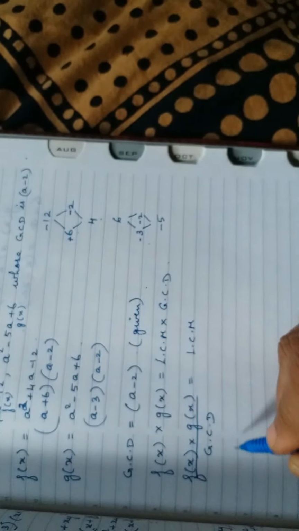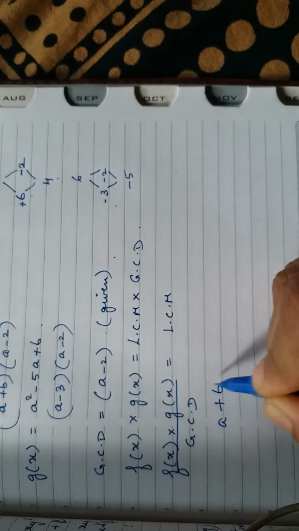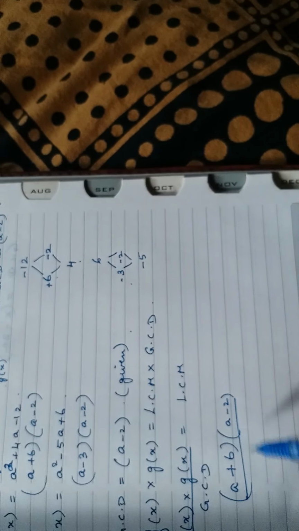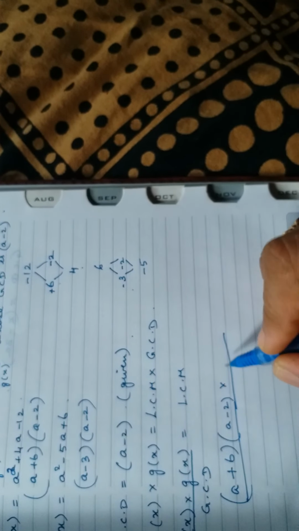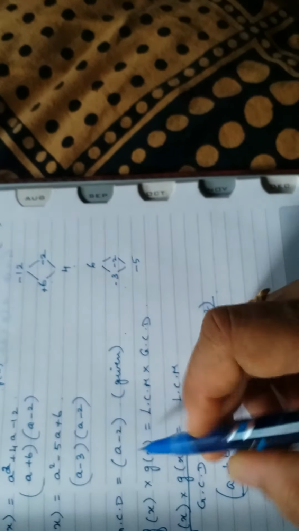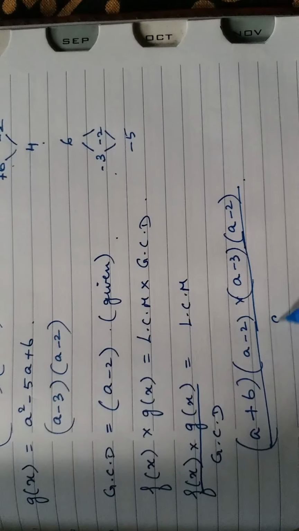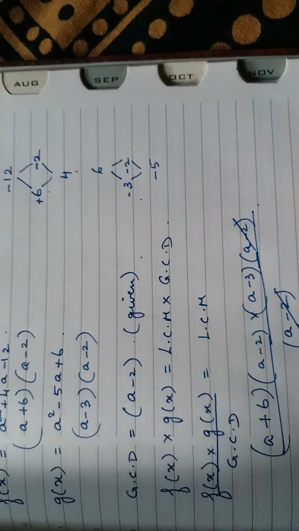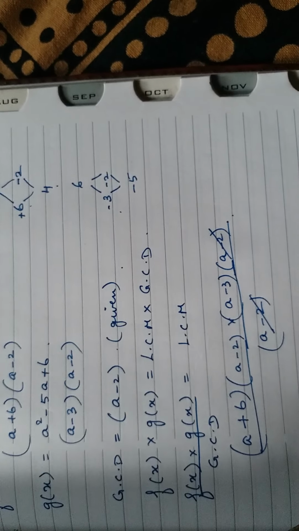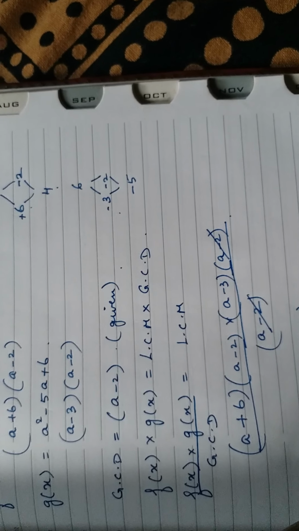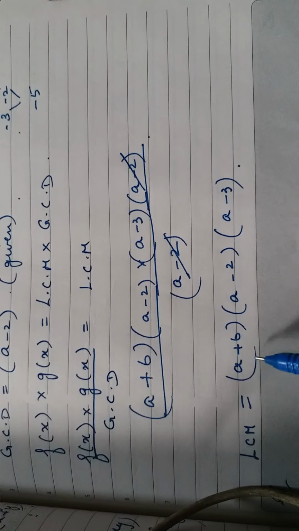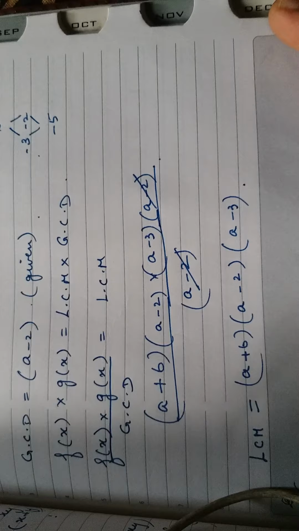Now your f of x is a plus 6 into a minus 2, into your g of x value, a minus 3 into a minus 2, divided by your GCD value. Your GCD value is given as a minus 2. So a minus 2 gets cancelled. Therefore your LCM is equal to a plus 6 into a minus 2 into a minus 3. So this is your LCM, and you can leave it as it is.